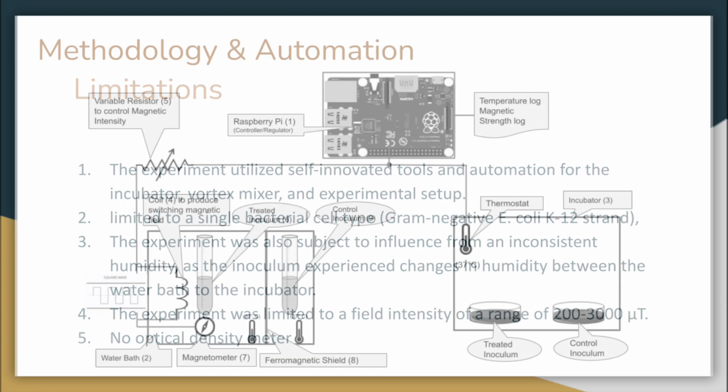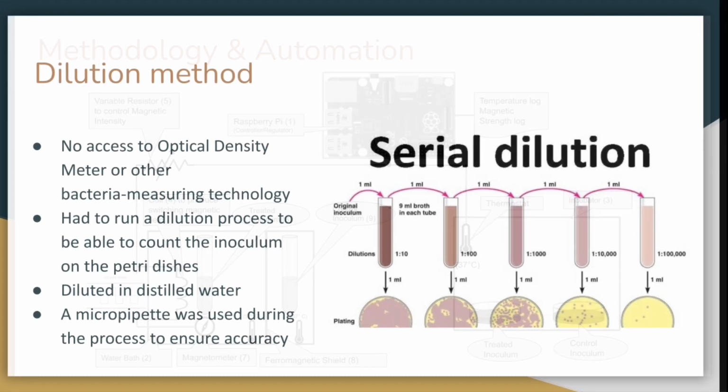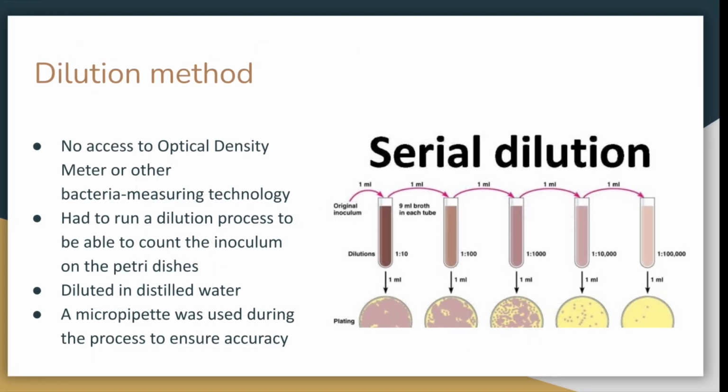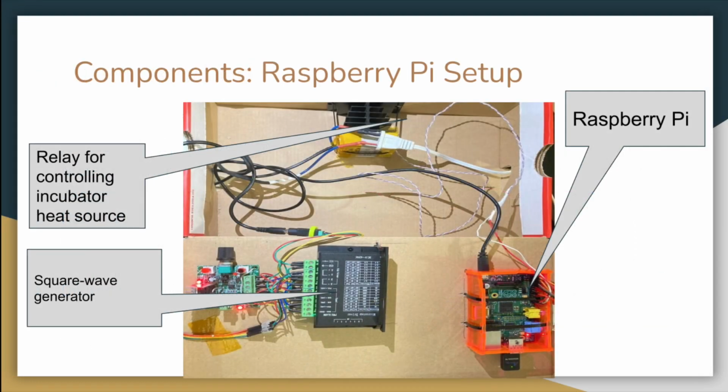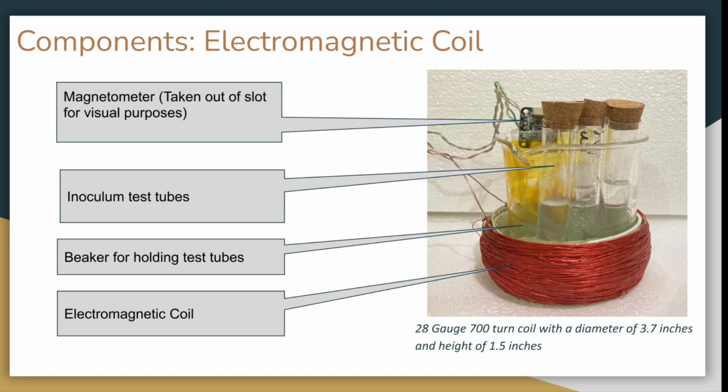One of the main strengths of my project was the implementation of a Raspberry Pi, which allowed me to automate a lot of the different processes in my project, such as the incubator, which was 100% automatic. I'll go over it later in the presentation, but here's a quick schematic of my experimental setup. In order to measure the growth changes in my bacteria, I had to plate them on agar plates, but to get the bacteria into a countable amount, I had to run a serial dilution on my inoculum. Here's a quick image and diagram of my Raspberry Pi setup, and a quick labeled image of my electromagnetic coil that I used to produce the magnetic fields.